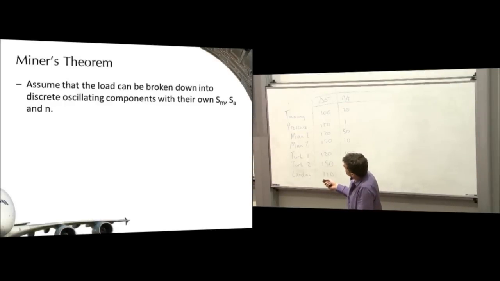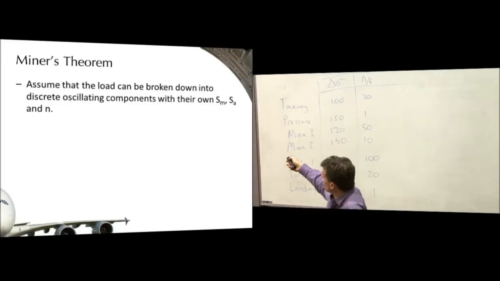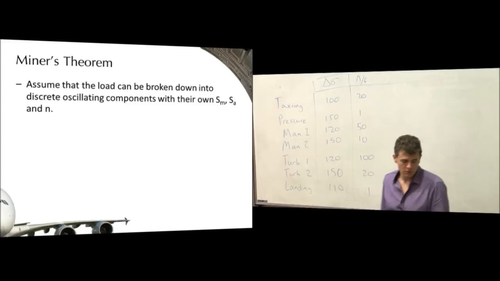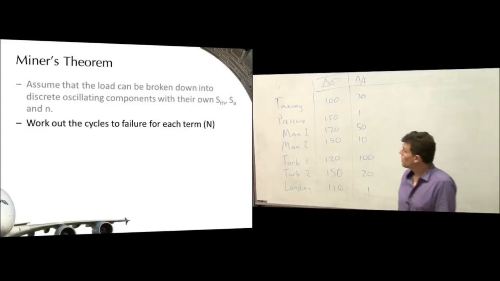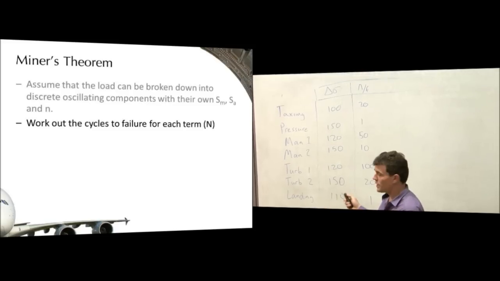We can assume that the load can be broken down into a discrete number of different types of event. So in this case, in the example I'll show you, we've got events from taxiing, pressurization, etc. And they all have their own mean stress, stress amplitude, and number of cycles. We work out the number of cycles to failure for each term.